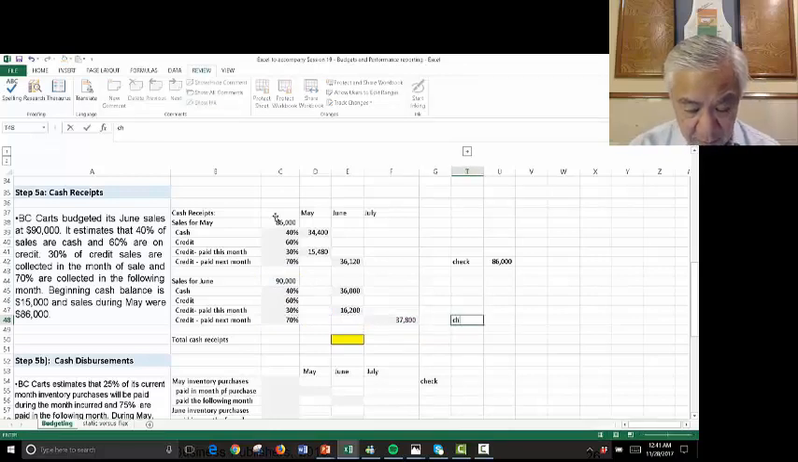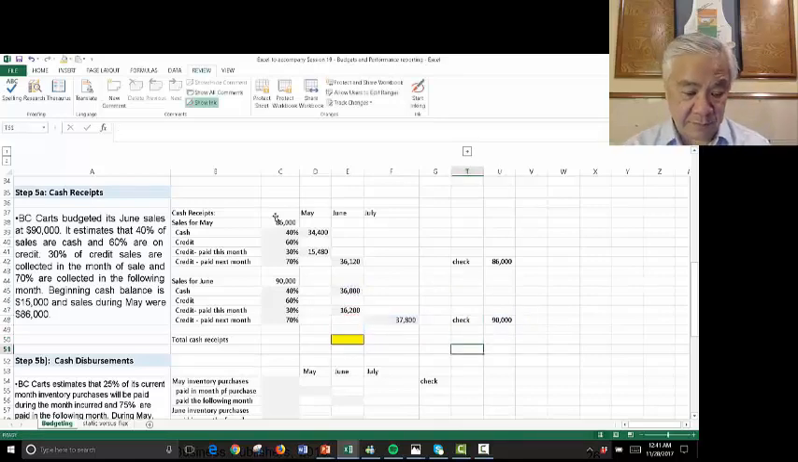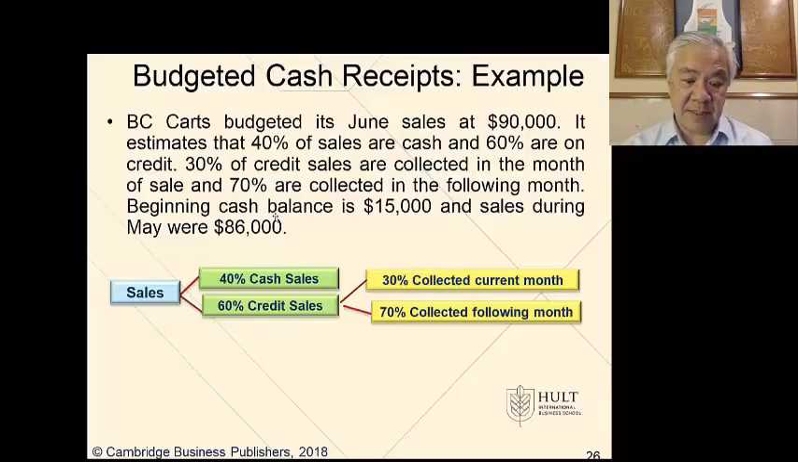If we do a check, it should be 37 plus 16 plus 36 should equal 90,000. Okay, good. So far we're doing well. These are cash receipts.